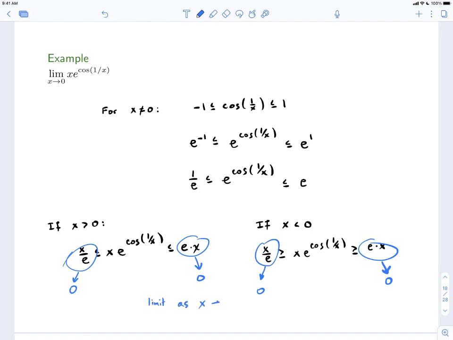as x goes to 0. So you have this quantity x times e to the cosine 1 over x, and regardless of whether x is approaching from the positive side or the negative side, it's squeezed in between by these constant multiples of x. And both of these terms go to 0, so the thing in the middle has to go to 0 as well.